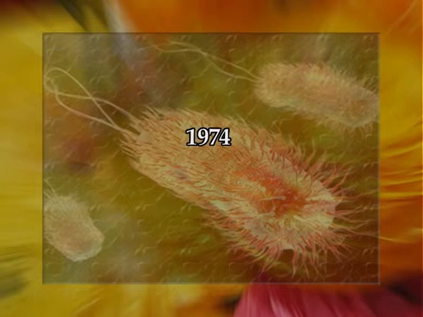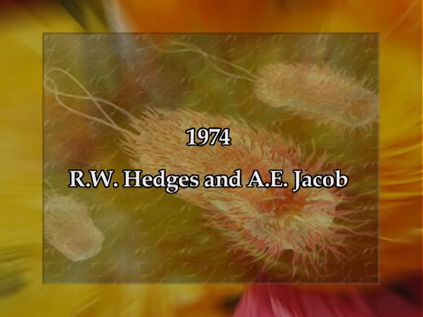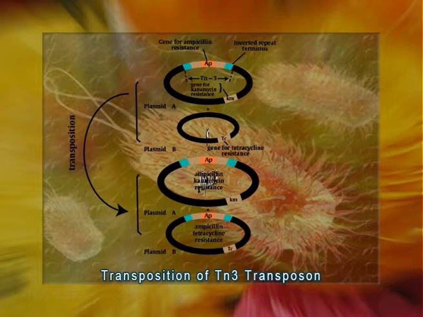The term transposon was first used in 1974 by Hedges and Jacob for a DNA segment or genetic element which could move from one molecule to another and carried resistance for the antibiotic ampicillin. There are two classes of transposons determined by different mechanisms of moving within the genome.